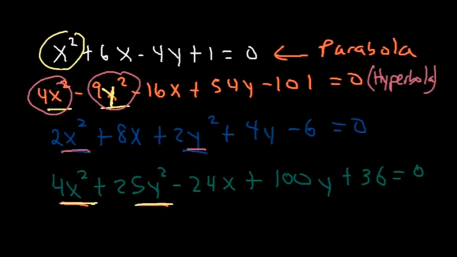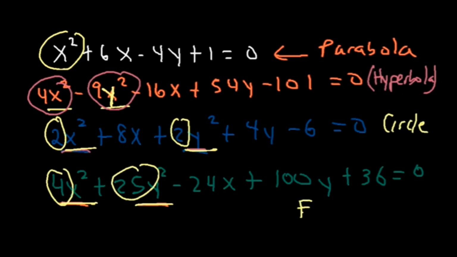Now, to distinguish the circle from the ellipse, look at the coefficients of x squared and y squared. A circle is perfectly even, so if the coefficients are the same, it's a circle. If the coefficients are different, it's an ellipse. And that's how you can distinguish the four conic sections. And that's all. Thank you.